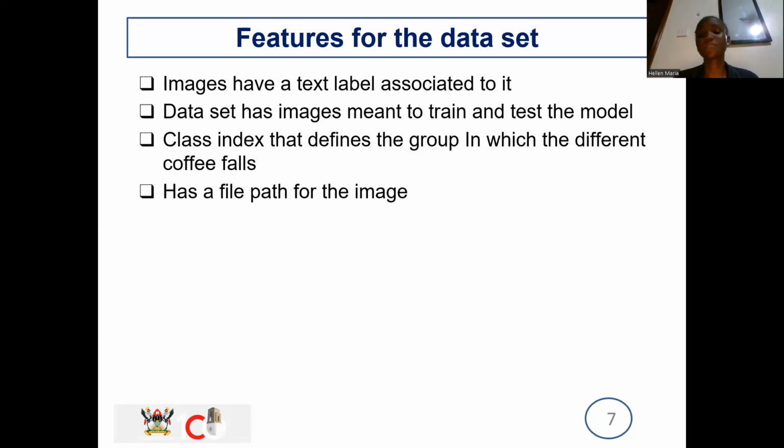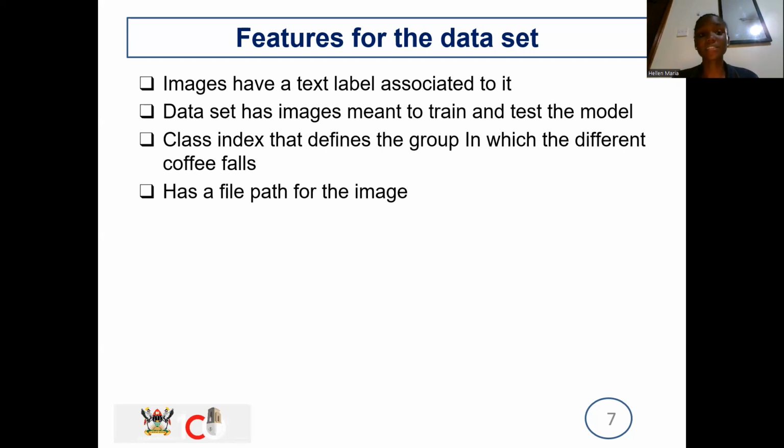So we have the features for the data set. This data set has images, and these images have a text label. And then in this data set, there are two different types of images: the images that are meant to train the model and those that are meant to test the model. So those will train the model, and thereafter we'll have the images that will test if this model is actually doing what it's supposed to do. Can it differentiate? If I give it brown, will it know this is roasted or this is not?